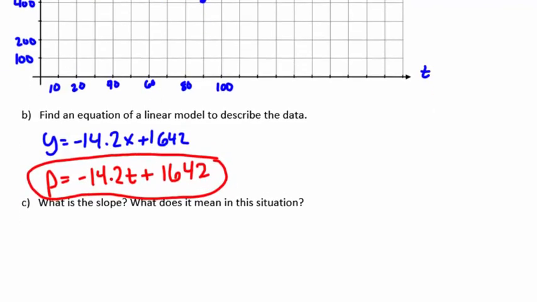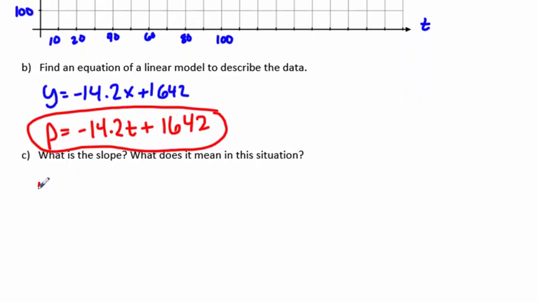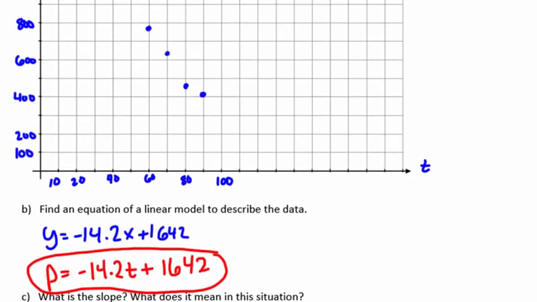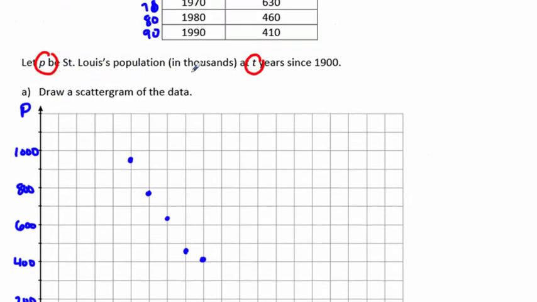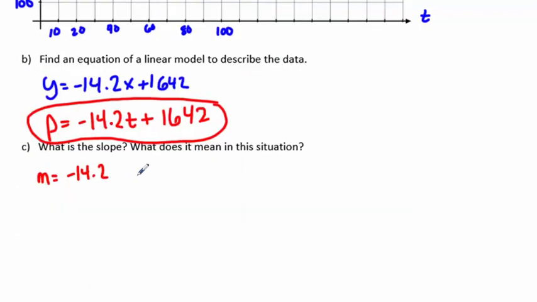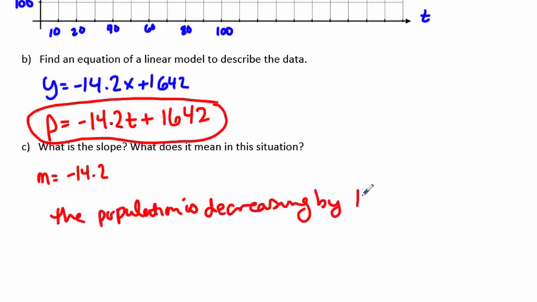All right, what is the slope and what does it mean? The slope is that negative 14.2. Now, the slope is the rate of change. It's a negative value, so we have decreasing. And our units on P are population in thousands, and our units on T are years. So this means that the population is, make sure you say decreasing, by 14.2 thousand per year.